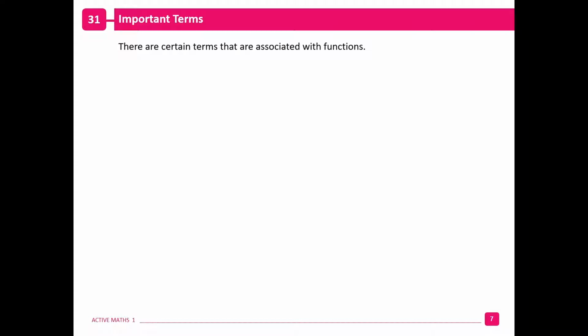There are certain terms, keywords, that are associated with functions, and they're quite important because they come up quite regularly in exams. Some of them are quite tricky to learn as well because they have different meanings for different aspects of mathematics or in different everyday language. Some of them we've already looked at. For example, an input. We know that an input is an object or an element that is put into the function, and the function can simply be a calculation described by its rule.